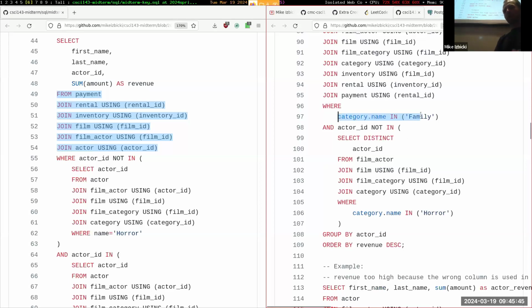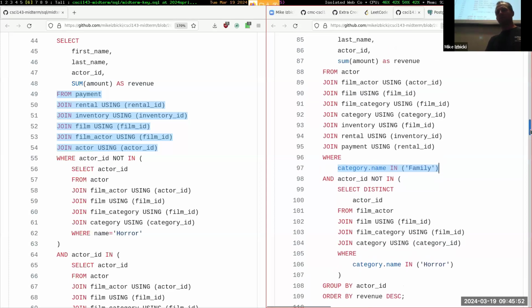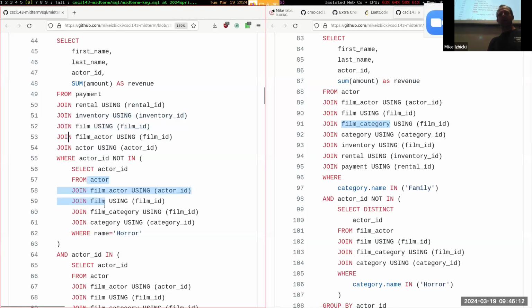This one line, category.name in family check, is going to filter out a lot of movies, and that's going to affect your sum up here. Because the problem was saying that it wanted the revenue from all movies rented, this is going to filter out some of the movies that will not be included in the revenue. And so the correct solution was to not include the film category and category up here, but to instead have that in however you were doing the filtering. So in my case, in these subqueries over here, but there are other ways to do that besides subqueries.